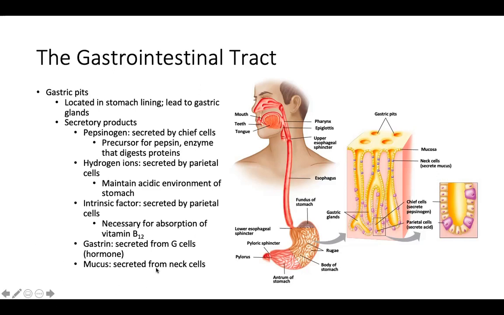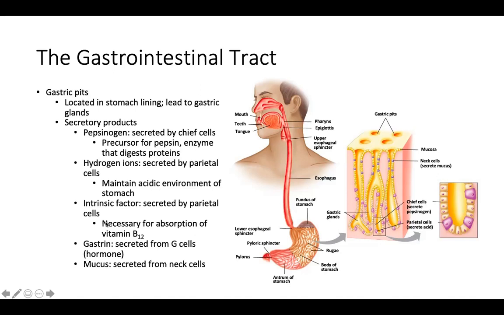And then finally, we have the neck cells, sometimes called the mucus neck cells. These secrete mucus along with bicarbonate, right? Bicarbonate is going to be really important for protecting the lining of the stomach from the acidity of that chyme.